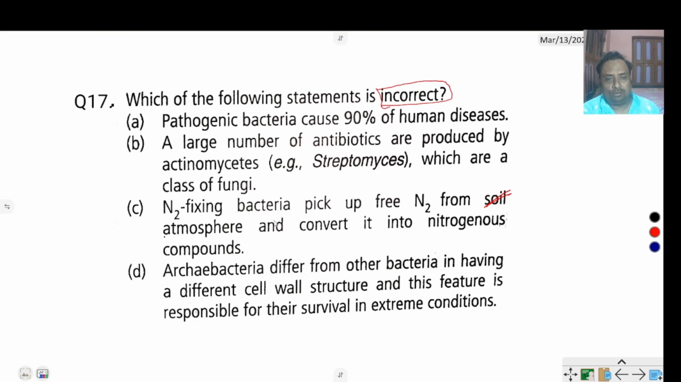And convert it into nitrogenous compounds, like nitrogen to ammonia, then nitrite, nitrate, etc. Archaebacteria differ from other bacteria in having a different cell wall structure, because the bacterial cell wall contains peptidoglycan, but the Archaebacteria cell wall contains pseudopeptidoglycan, and this feature is responsible for their survival in extreme conditions. So all options are correct except C.